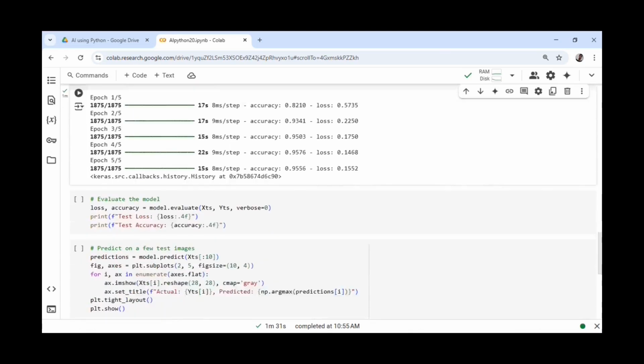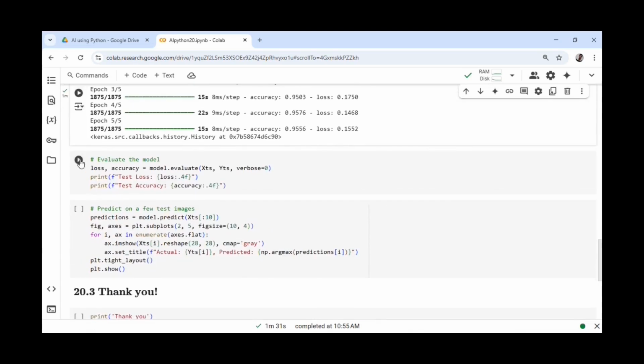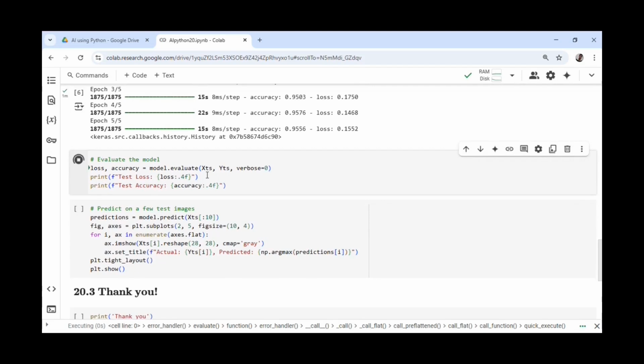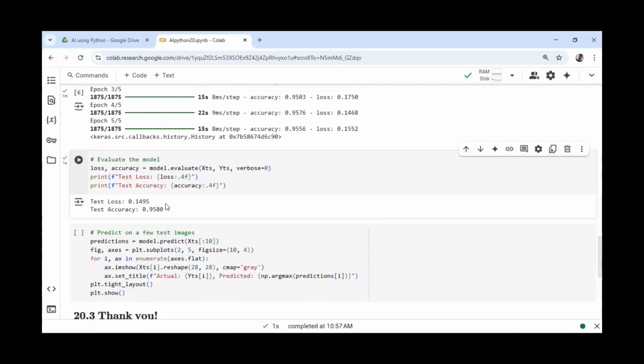Once the model is trained, we can evaluate the model by using the model.evaluate function for the testing data. And here we can see that the final loss value is around 0.14, which means the error is more compared to the CNN model. This depends on the number of parameters and the initial condition.